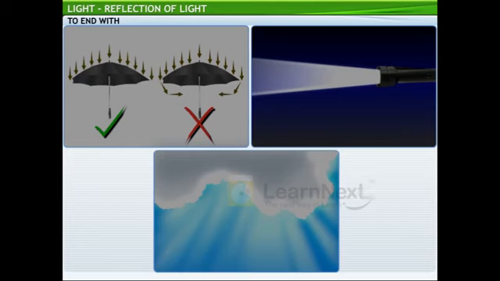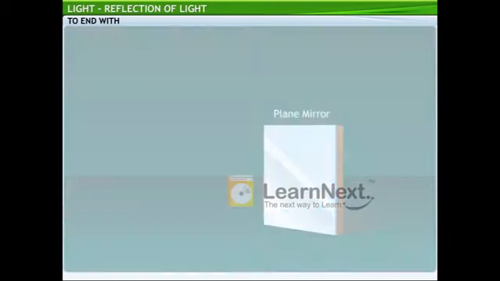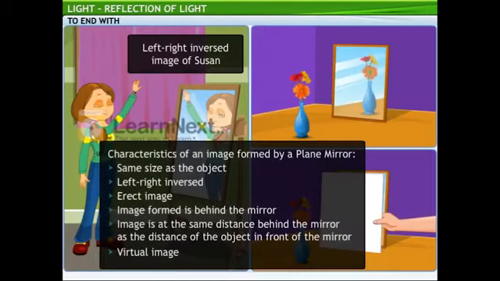This brings us to the end of the lesson on reflection of light. In this lesson, you learned to demonstrate that the path of light is always a straight line, explain the reflection of light from plane mirrors, and identify the characteristics of an image formed by a plane mirror.